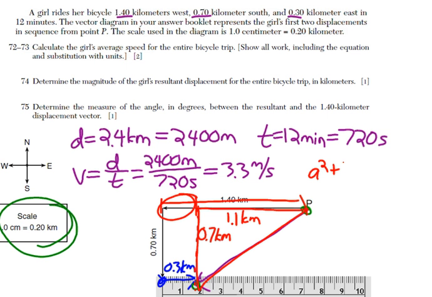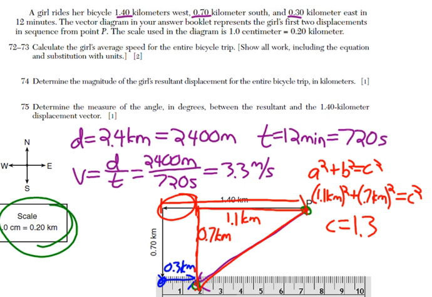So I do the Pythagorean theorem. A squared plus b squared equals c squared. So I have 1.1 kilometers squared plus 0.7 kilometers squared equals c squared. And I get c equals 1.3 kilometers or 1,300 meters.